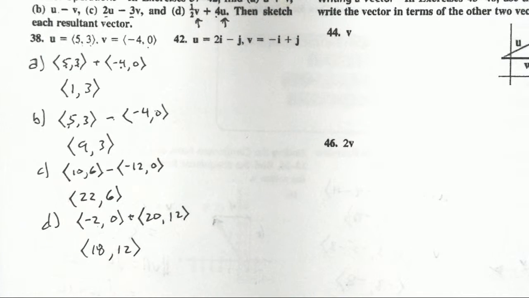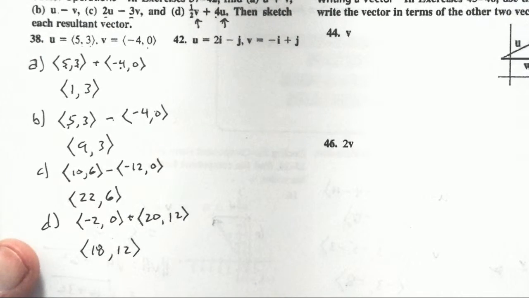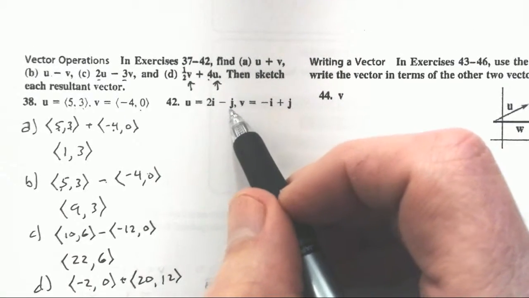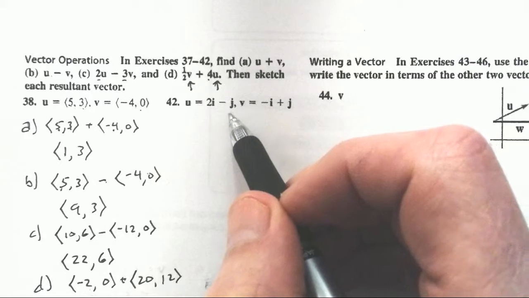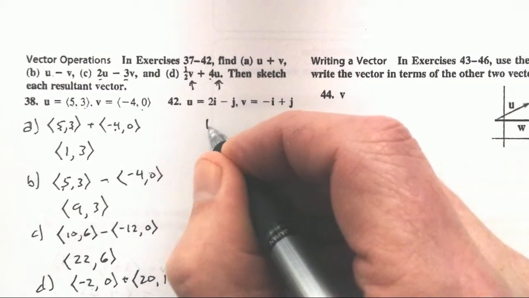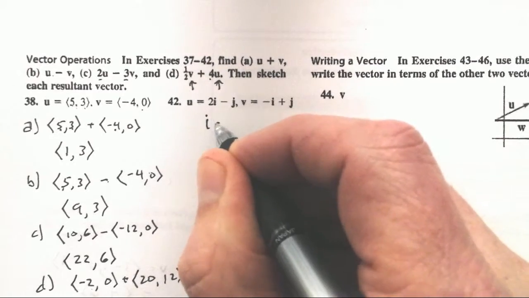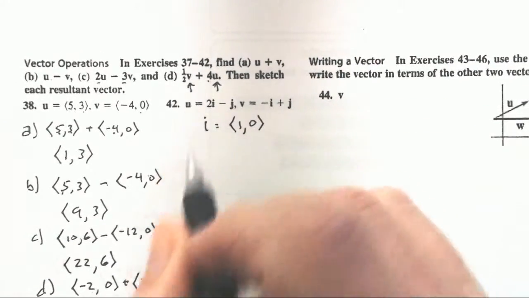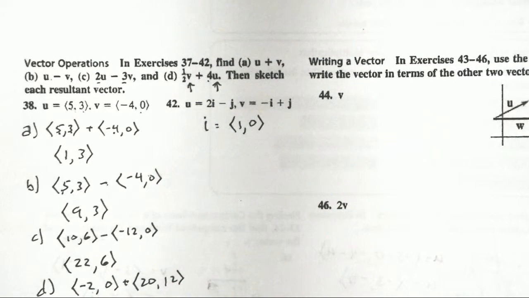Okay. Then you get to see this. Looks a little bit different. This is what's called linear form of vectors. And here's the deal that we need to know. I is the vector 1, 0. That's not a given for this problem. That is always in vector land.